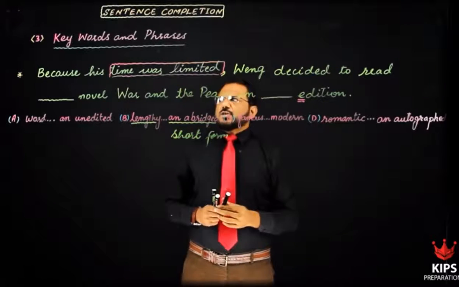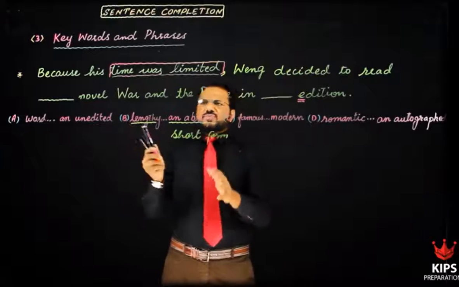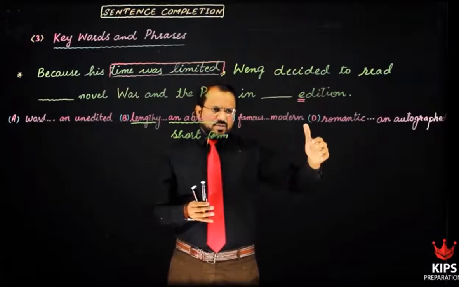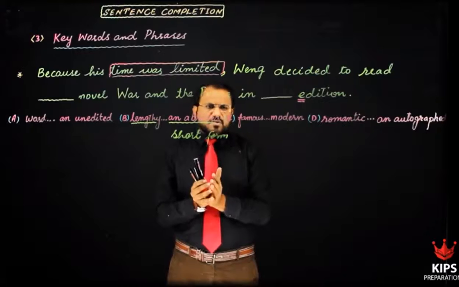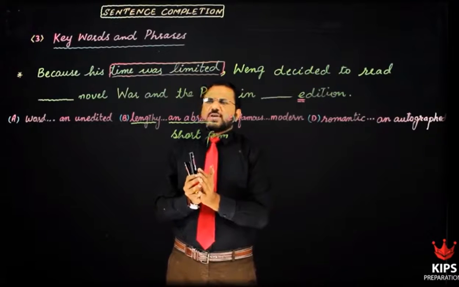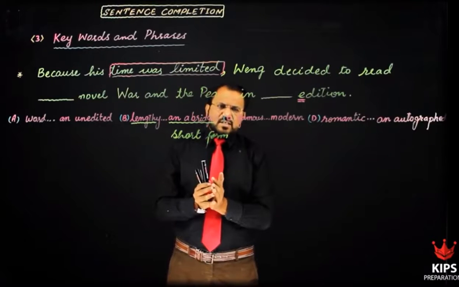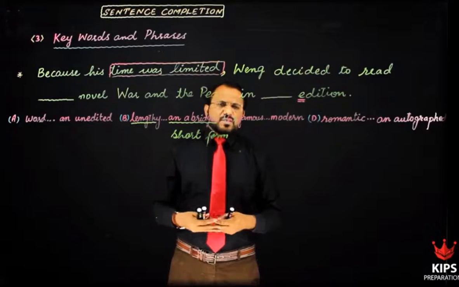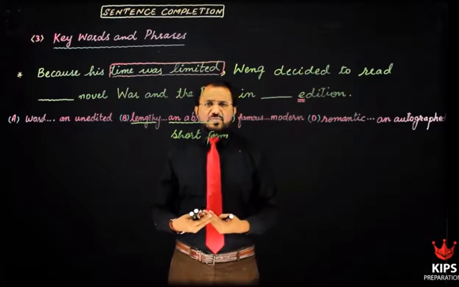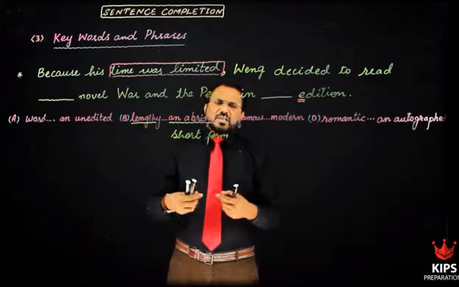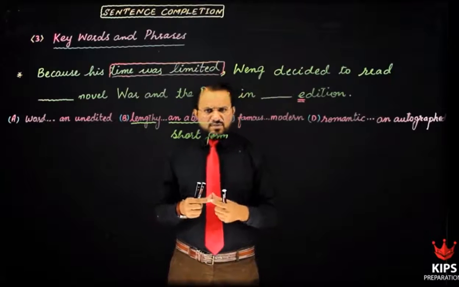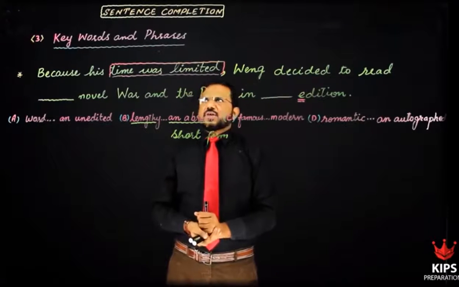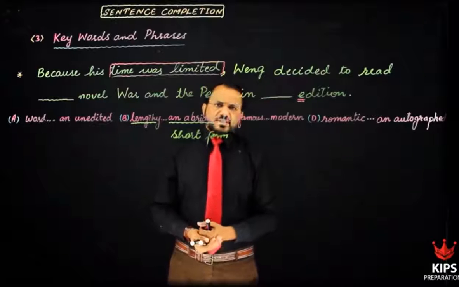All right. So the technique says when you have short time, you read the lengthy novel in short form. So this is your keyword and phrases. For example, because of the lack of time, he decided to read the lengthy novel in short form, for example, to put it in an easy way. All right, this is what I call keywords and phrases.